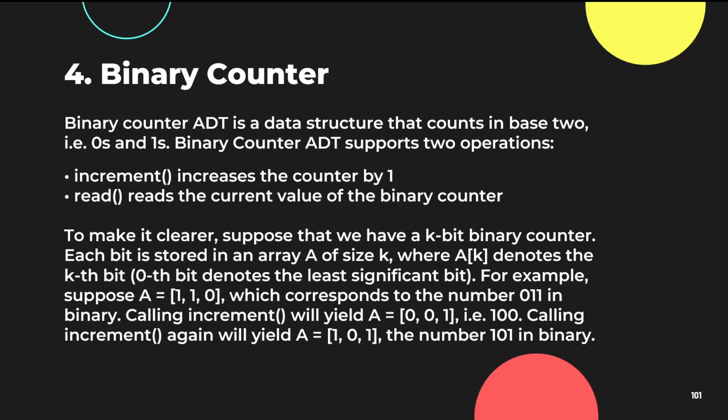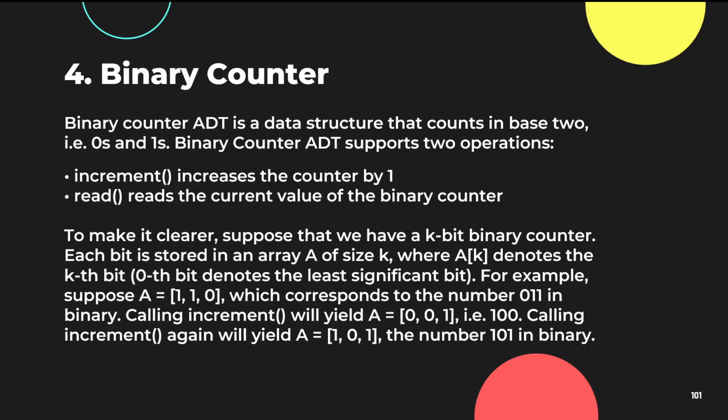But now for a binary counter, we are going to increment by adding, like, for example, from 0, 1, 10, 11, 100, 101, something like that. So we are going to add 1 every time to our binary number. Now, increment will increase the counter by 1, and read will read the current value of the binary counter. Okay. Now, to make it clearer, suppose that we have a k-bit binary counter. Each bit is stored in an array of size k. Okay, so we have a k here. That's the maximum size of our counter here.